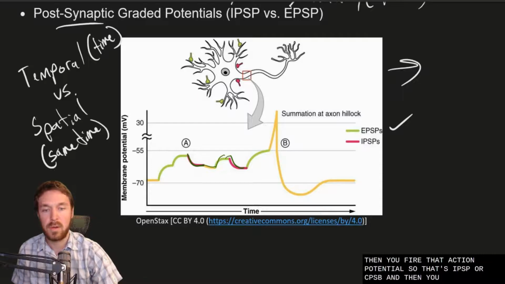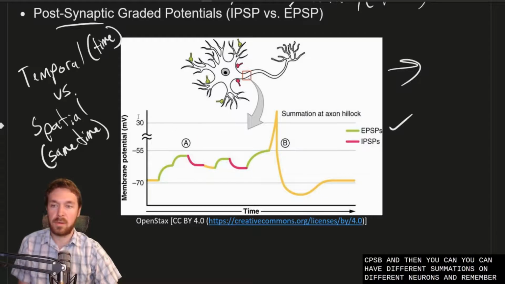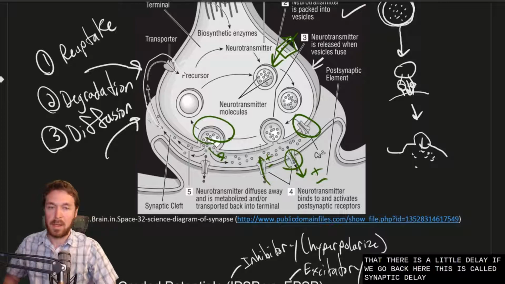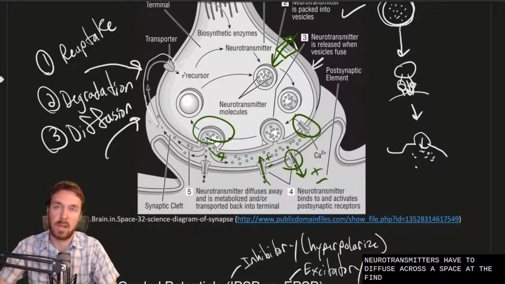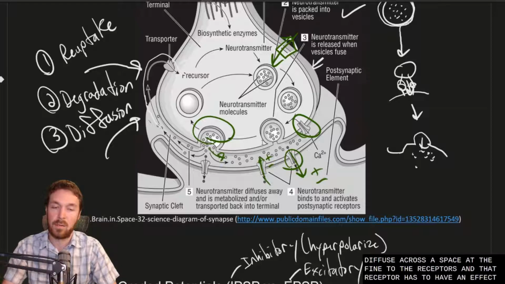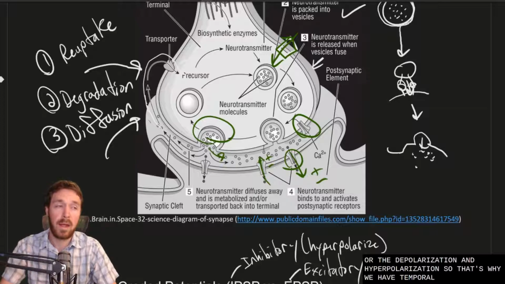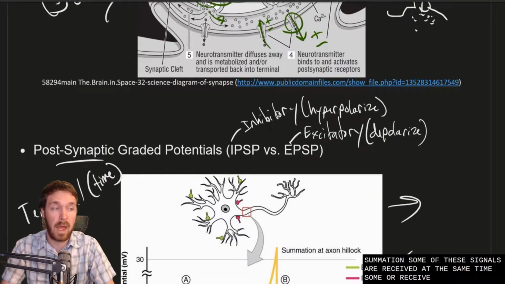And then you can have different summations on different neurons. And then remember, there is a little delay. If we go back here, this is called synaptic delay. These neurotransmitters have to diffuse across the space. They have to bind to the receptors, and that receptor has to have an effect, whether it's depolarization or hyperpolarization. So that's why we have temporal and spatial summation. Some of these signals are received at the same time. Some are received at different times.